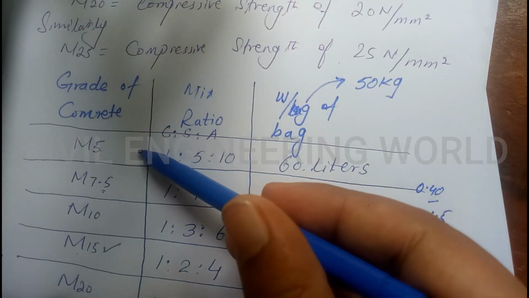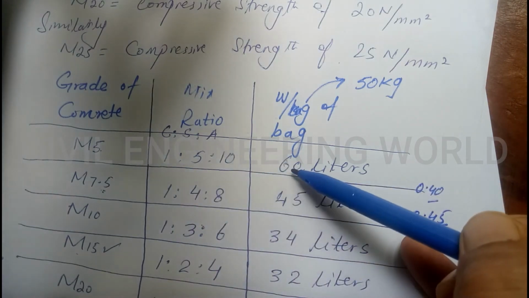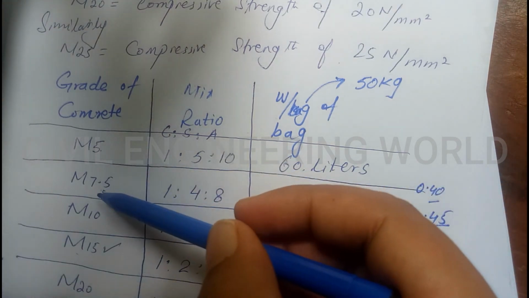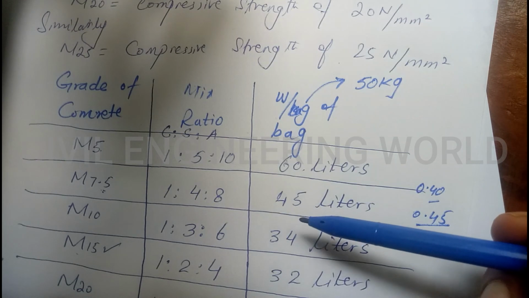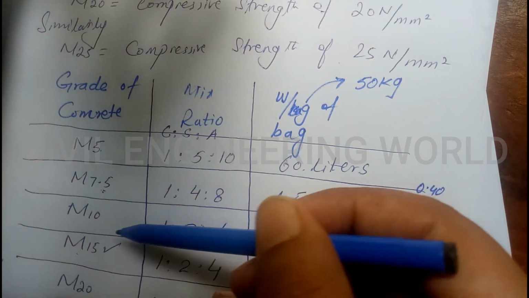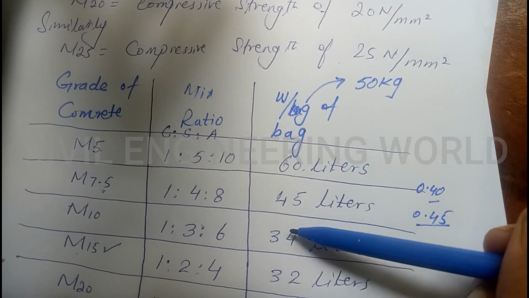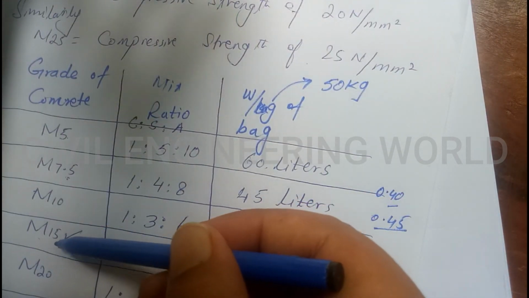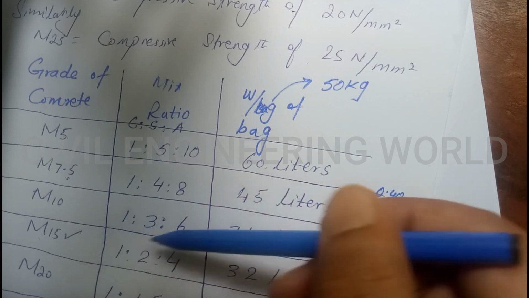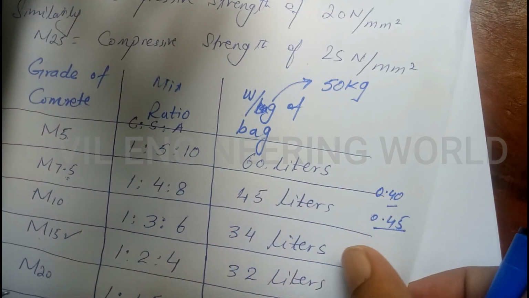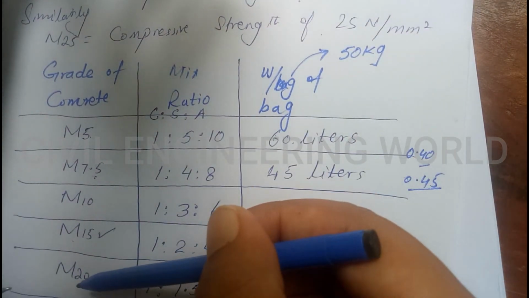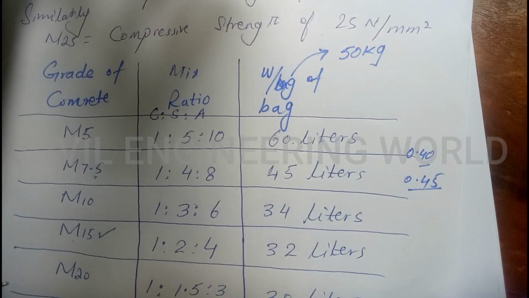So for M5 grade of concrete, we require 60 liters. For M7.5 grade of concrete, we require 45 liters of water. For M10 concrete, we require 34 liters of water. For M15 concrete grade, we require 32 liters, and at last for M20 grade concrete, we require 30 liters.